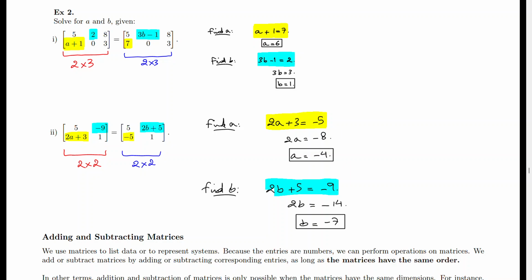So hopefully you got this right. And if you did, good job. If not, see me in office hours and let's try to work on this together.